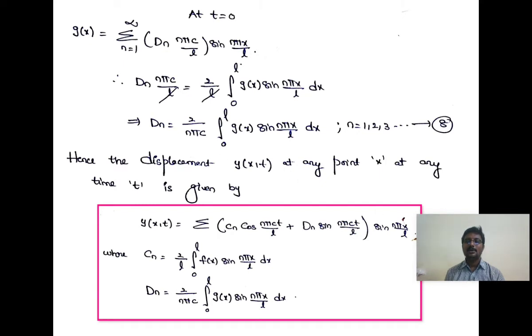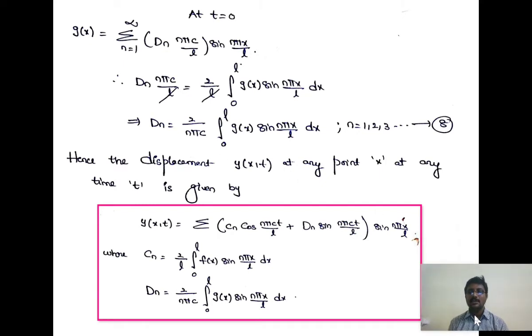So thus we will have the most general solution of the wave equation: y of x,t is summation of (cn cos n pi ct by L plus dn sin n pi ct by L) into sin n pi x by L, where cn value is 2 by L integral 0 to L f of x sin n pi x by L dx, dn is 2 by n pi c integral 0 to L g of x sin n pi x by L dx. So these are derived from the half range sine series.